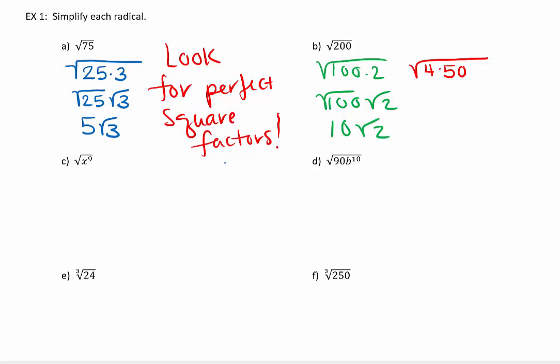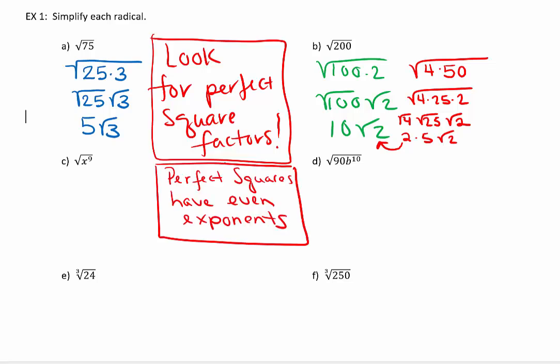Now let's say you were doing this problem and instead you just noticed, well, 200 is divisible by 4, it's 4 times 50. This is okay, but you'd have to go further because 50 also has a perfect square in it. 50 is 25 times 2. Root 4 becomes 2, root 25 becomes 5, and so we end up with that exact same answer, 10 root 2. So again, it's easiest if you can find that largest possible perfect square.